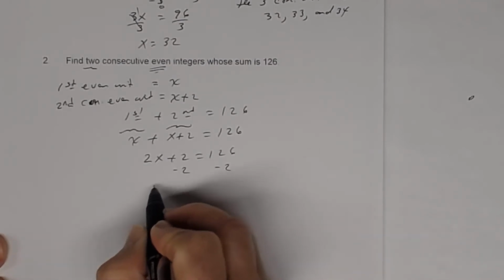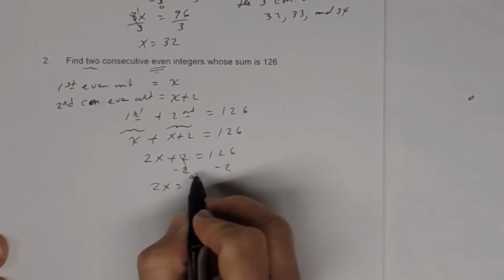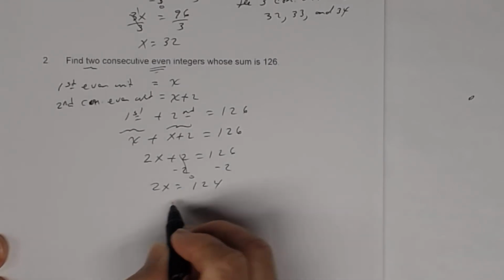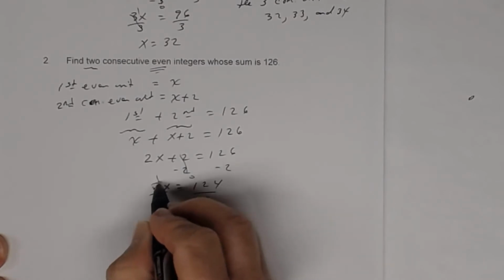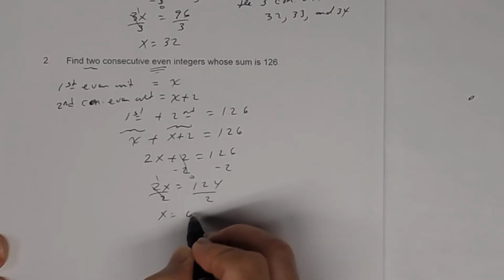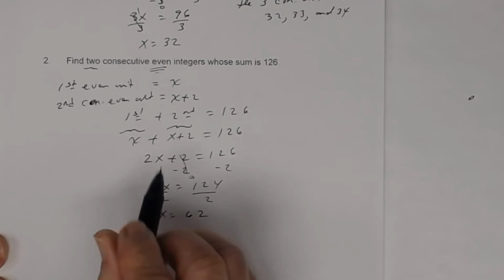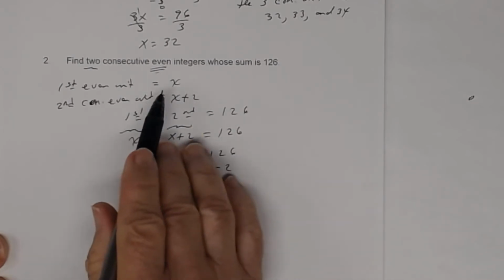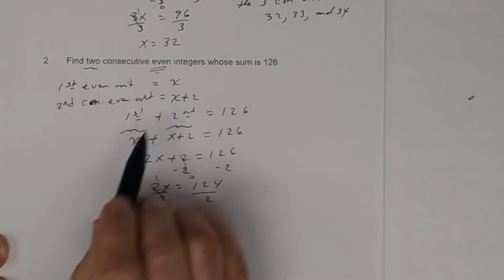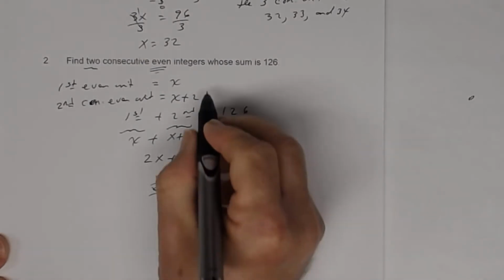Subtract 2 from both sides. I get 2x equals 124. And then divide both sides by 2. I get x to be 62. Now, remember, we're talking about even, right? So you better make sure that this first one is even and the second one's also even. And it is.